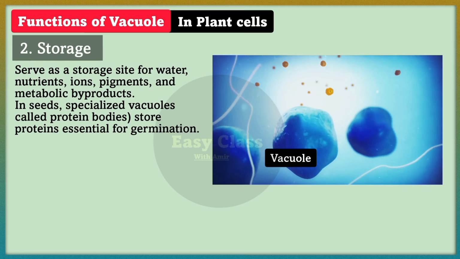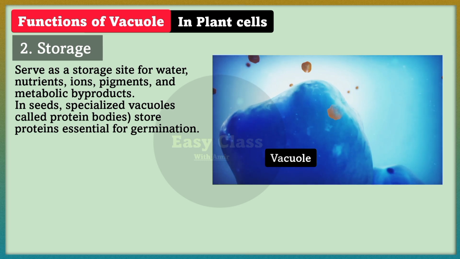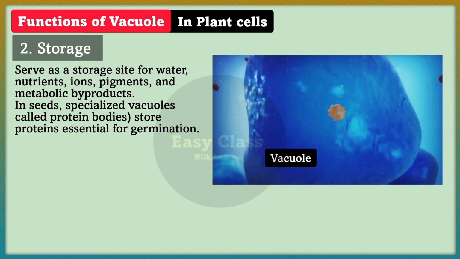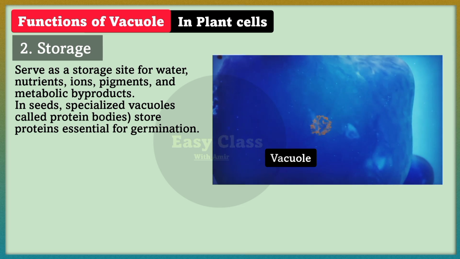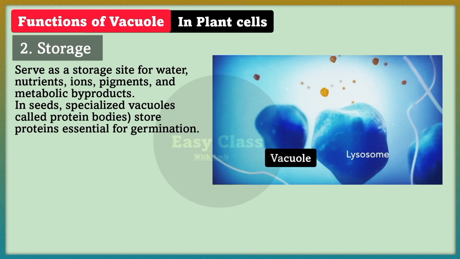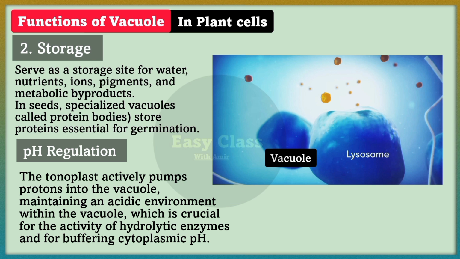Storage. Plant vacuoles serve as a significant storage site for water, nutrients, ions, pigments, and metabolic byproducts. In seeds, specialized vacuoles, also called protein bodies, store proteins essential for germination. pH regulation. The tonoplast actively pumps protons into the vacuole, maintaining an acidic environment within the vacuole, which is crucial for the activity of hydrolytic enzymes and for buffering cytoplasmic pH.